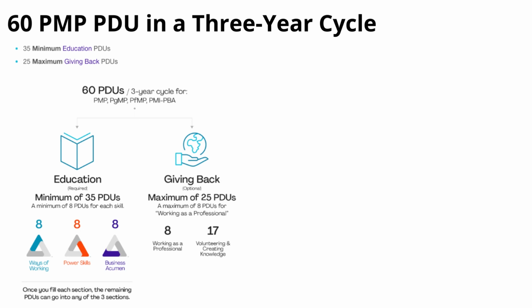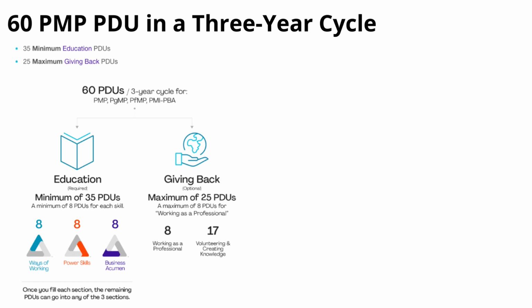60 PMP PDUs in a 3-year cycle. PMI requires certification holders to earn PDUs in 3-year cycles. The requirement for each certification track is different. For the PMP certification, certification holders must earn 60 PMP PDU hours every 3 years to renew their certification. Below is an infographic from the PMI website about PMP PDU requirements. Let's explain each of these steps in detail.